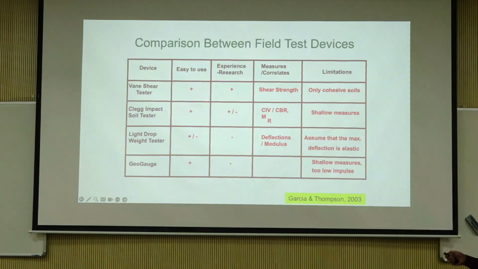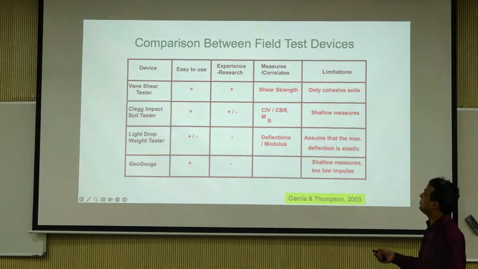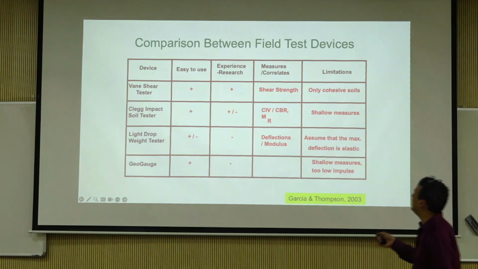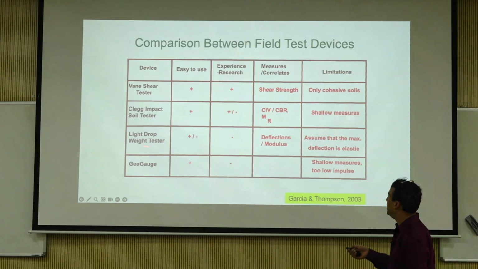This is actually an interesting thing. Vane shear test, easy to use, yes. Clegg impact, yes. Light drop weight tester, yes. GeoGauge, yes. Experience in research: vane shear, yes, you have quite a bit. Clegg impact, not really. Light drop testers and GeoGauge, no. What do you measure? Vane shear measures shear strength. Clegg impact measures CIV, and then you can correlate to CBR and MR. Lightweight drop tester, deflection modulus. Now this thing, it's old, but now it has changed quite a bit.